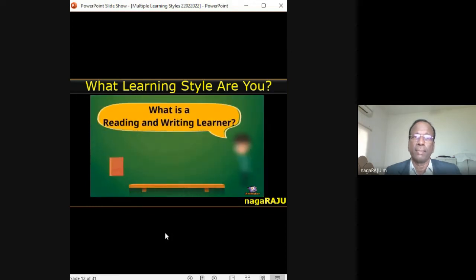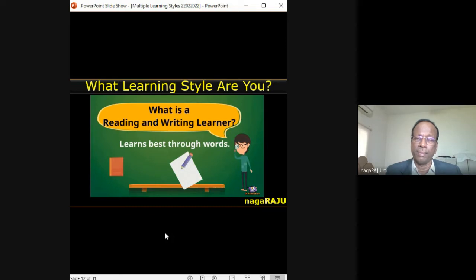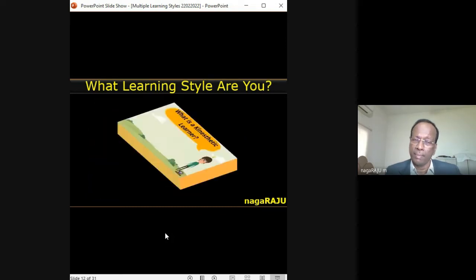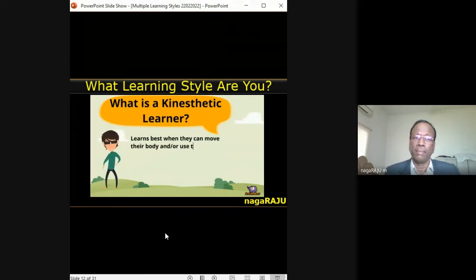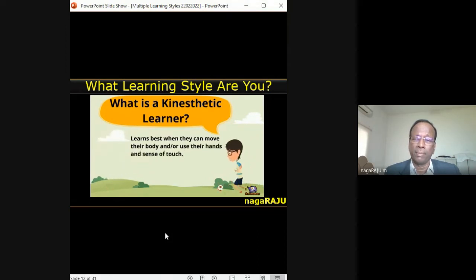What is a reading and writing learner? These type of learners learn best through words. If you enjoy reading and or writing, you may be this type of learner. The last type of learner is a kinesthetic learner. This individual learns best when they can move their body, use their hands, or sense of touch. A kinesthetic learner learns by doing.